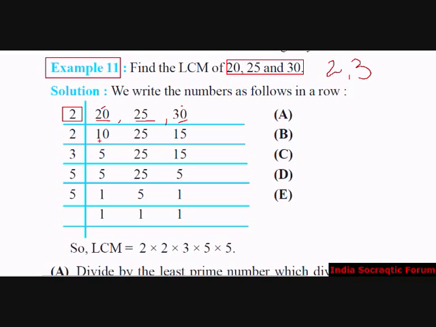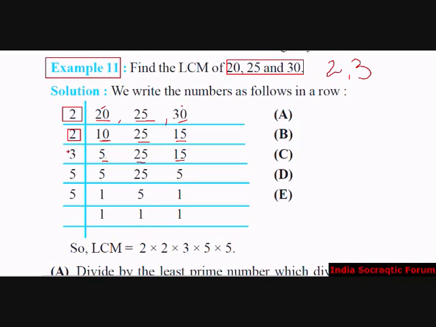So 2 divides 20 10 times. 2 divides 25? No, it doesn't divide, so write the 25 as it is. 2 divides 30? 15 times. We will come to this later. Let's take 2 one more time. 2 divides 10 5 times, right? Since these two are not divisible by 2, we will write them as they are. Then we got 5, 25, 15.